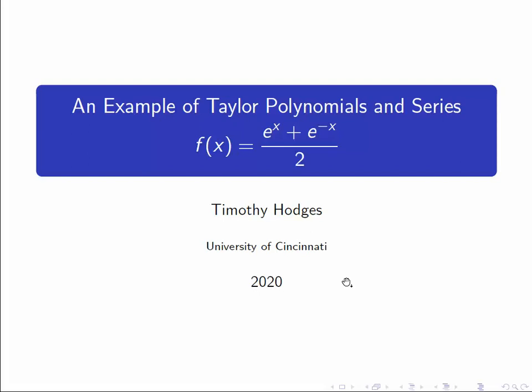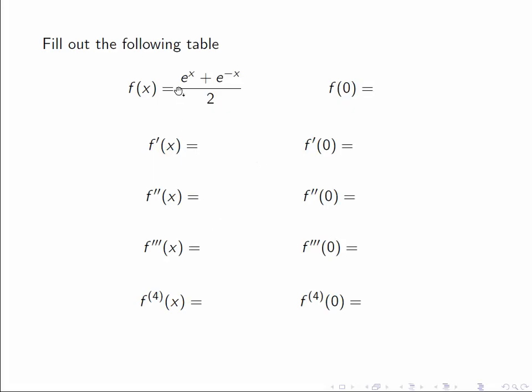Here's a quick example of how to calculate Taylor polynomials and Taylor series. So we're going to do this for the function (e^x + e^(-x))/2. The first thing we need to do is to find the derivatives of this function and the values of the derivatives at the point around which we're going to do the Taylor series.